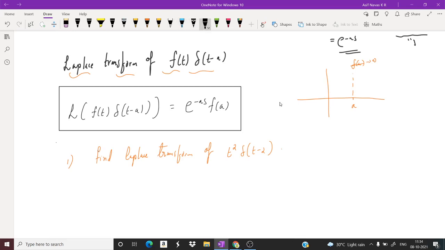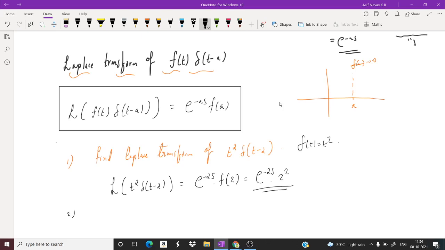Very easy, right? Laplace transform of t square delta of t minus 2. What is the Laplace transform? It is e raised to minus 2s into f of t at t equal to 2, that is f of 2. So that is equal to e raised to minus 2s into f of 2, which is 4, right? 2 square. Here f of t is t square.